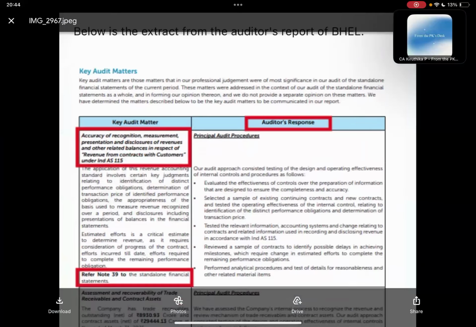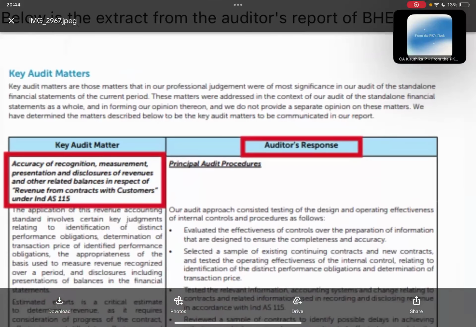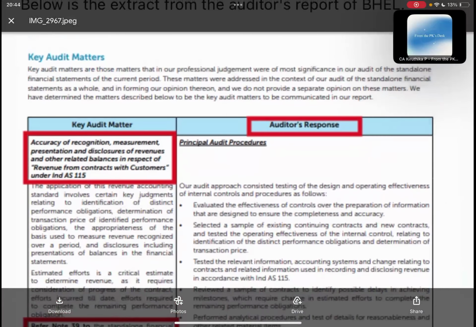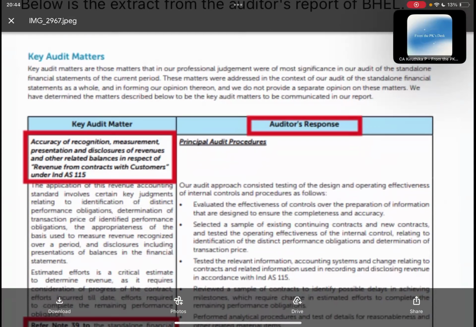You can see here, key audit matters are those matters that, in our professional judgment, were of most significance in our audit of the standalone FS of the current period. So we're explaining here what key audit matters mean. And then these matters were addressed in the context of our audit of the standalone FS as a whole and in forming our opinion thereon. And we do not provide a separate opinion on these matters, right? So this is the introductory para.